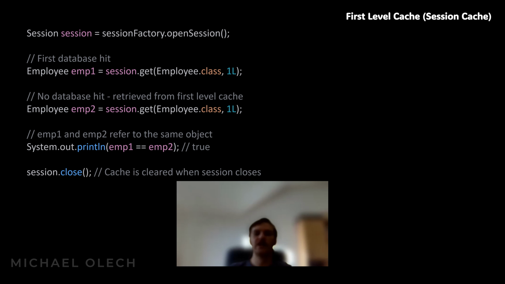Hibernate first level cache is the mandatory session scope cache that's enabled by default and cannot be turned off. It acts as an identity map, ensuring that repeated loads of the same entity by ID within a session return the same in-memory instance and avoid extra SQL queries.